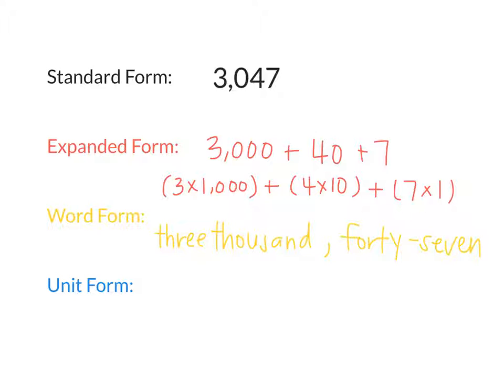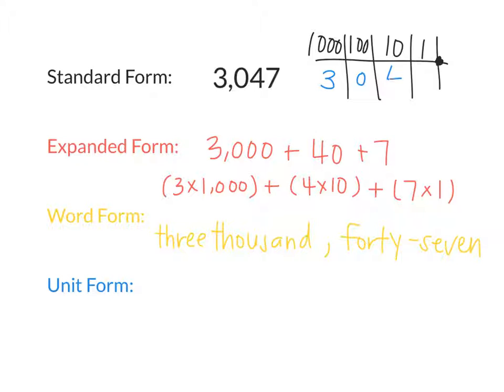Now, unit form asks us to think about the number in the different kinds of units. Okay? And for unit form, there's never just one right answer. What helps us think about the number in units is thinking about the place value chart. Okay? If the decimal point is here, that means this is the ones, this is the tens, this is the hundreds, and this is the thousands. Yes? Now if I write this number, 3,047, I could think of it as 3 thousands, 4 tens, and 7 ones.